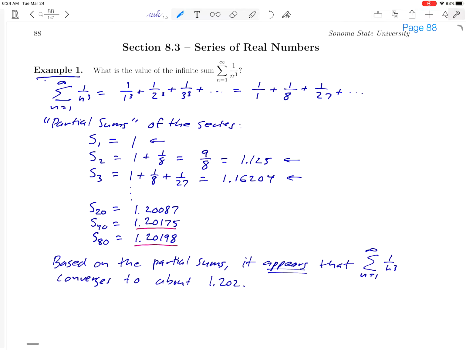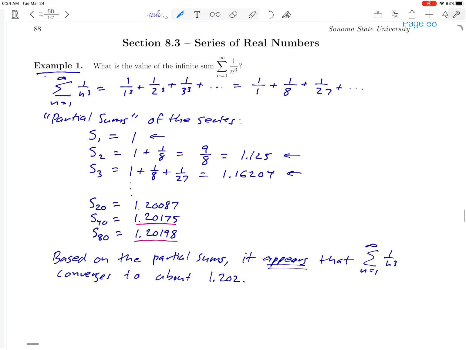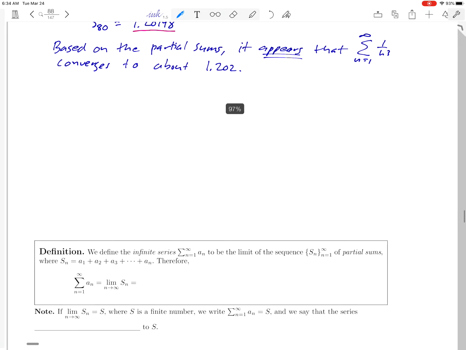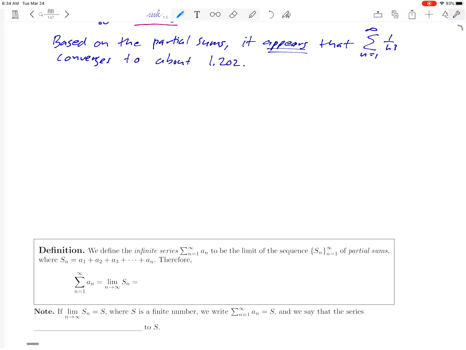So the goal of this section as we go further will be to find a way to be sure that this really does converge. That will come later though. So for now, let's take a minute to just scroll to the bottom of the page here. We are going to formally define what we mean by an infinite series, just using the idea that we developed in the above example.